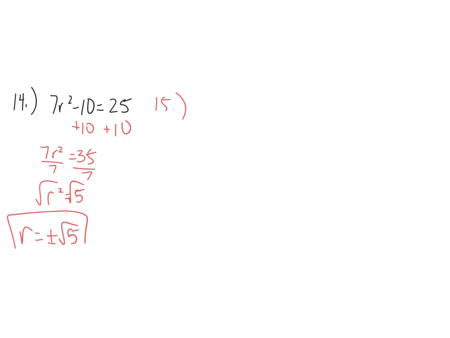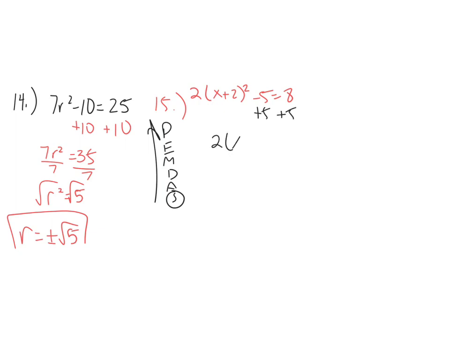15 is another Penrose backwards problem. I have 2 times the quantity, x plus 2 squared minus 5 equals 8. So Penrose backwards says you got to get rid of the subtraction first. So if you're not sure what I'm doing, I get rid of the subtraction first, and I do that by addition. So I have 2 times the quantity, x plus 2 squared equals 13. No subtraction. The addition is actually inside the parentheses.